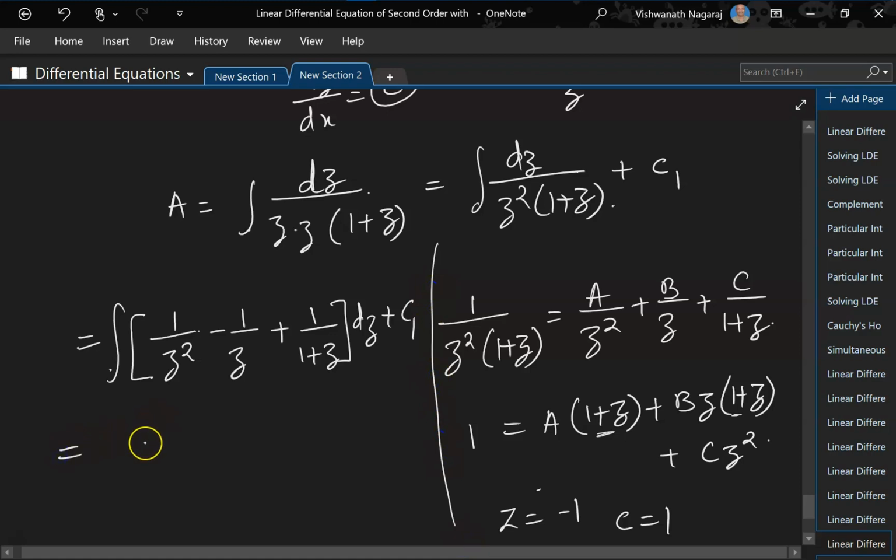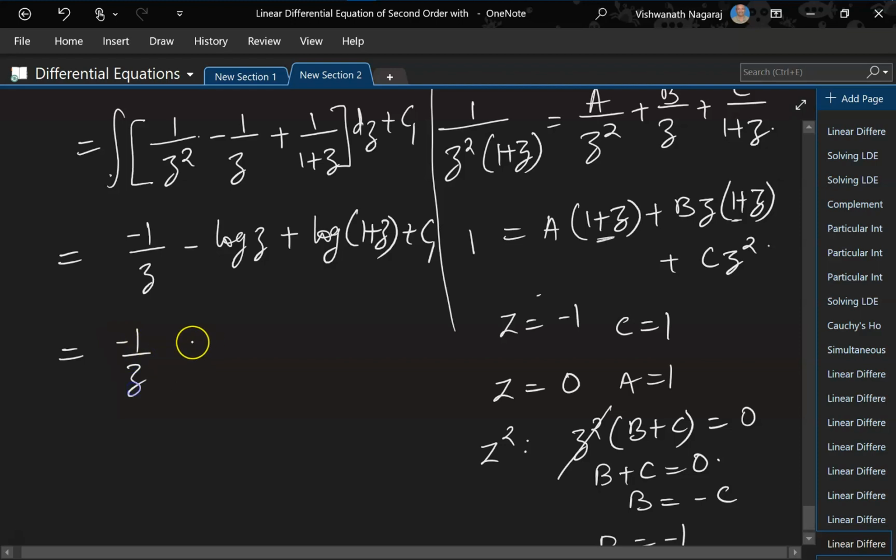Now let's differentiate this. So one by one we can do it. This becomes minus 2 plus 1. So this becomes minus 1 by z minus this is log z plus this is log of 1 plus z plus c1. Again minus 1 by z plus log of, remember this is 1 plus z and this is minus log of z. So minus becomes division plus c1.